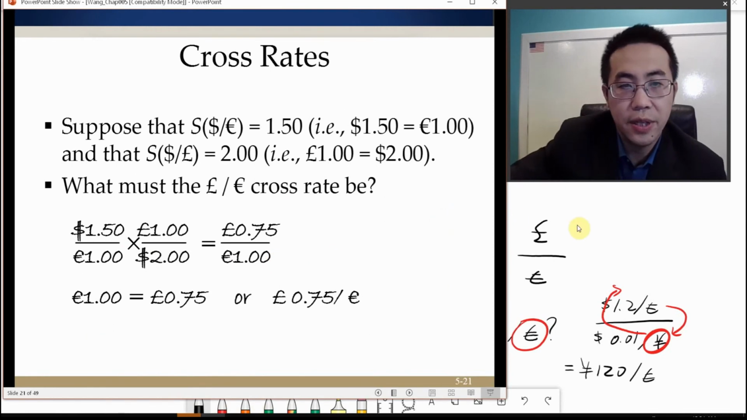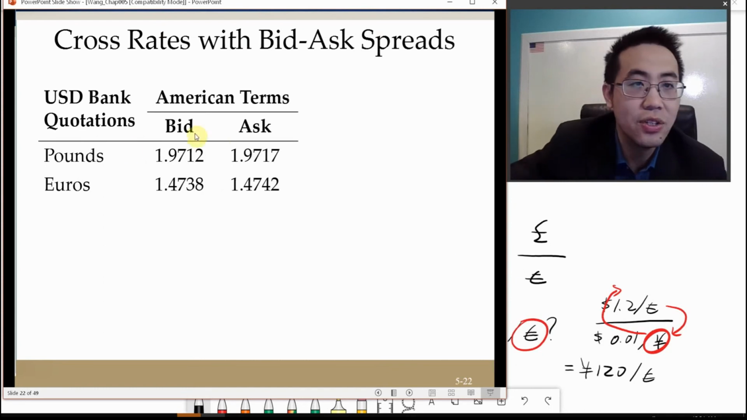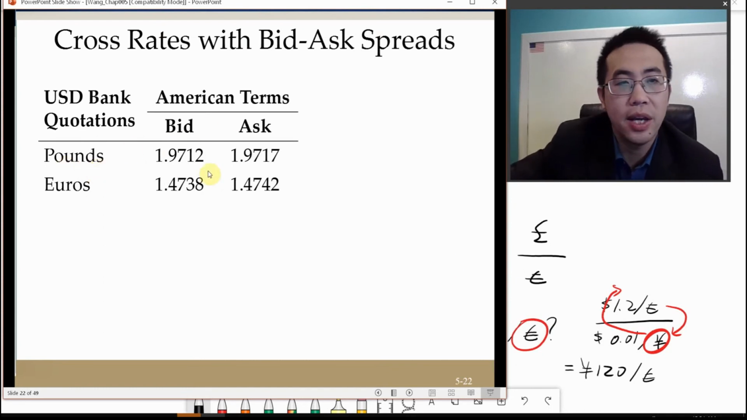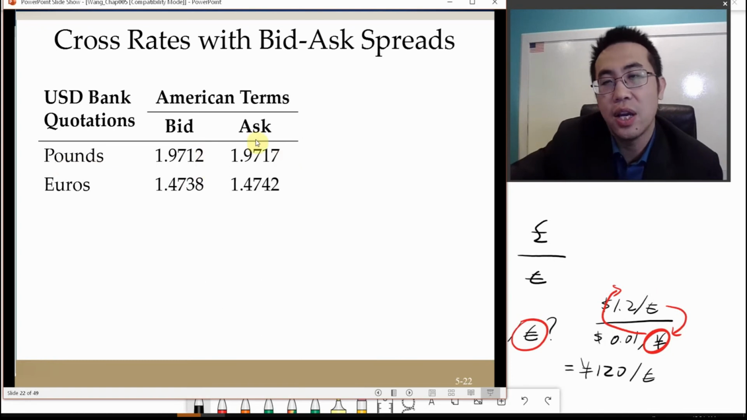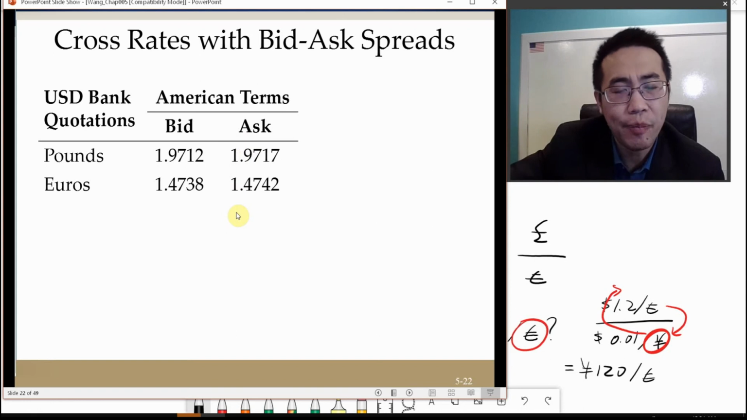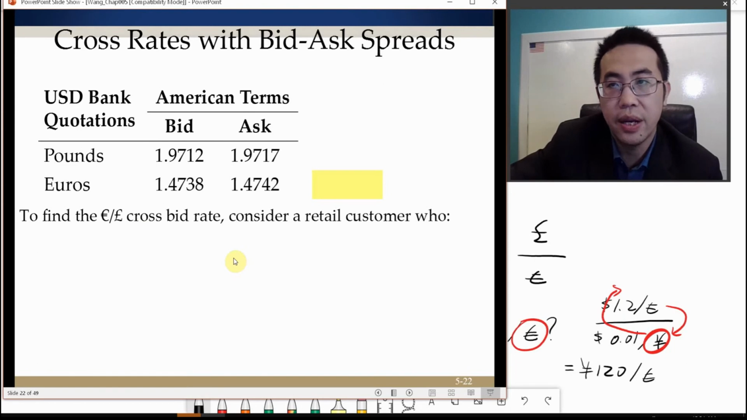Things could be a little bit different if we have a bid-ask spread involved. So you have the American terms for the pound price and the euro price, both bid and ask. And you can see ask is always greater than bid. So the question here is how do you get the cross rates of a euro per pound? There's also a bid and an ask. How do you get that?